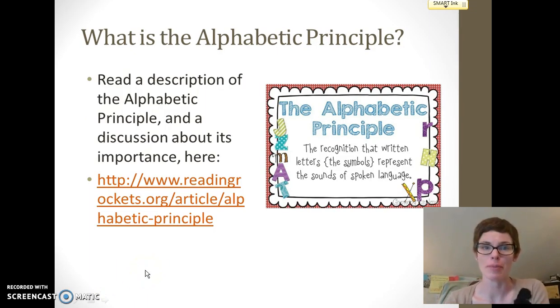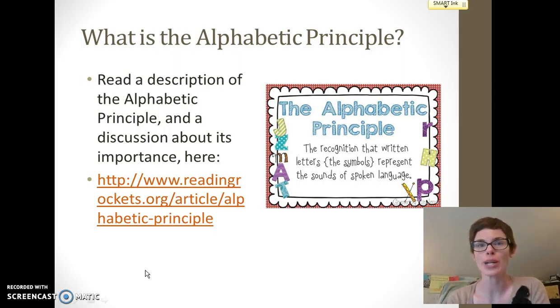So what is the alphabetic principle? In very simple terms, the alphabetic principle is simply the recognition that written letters, so the symbols, either a letter by itself or a letter in combination with another letter like th saying th, represents the sounds of spoken language.